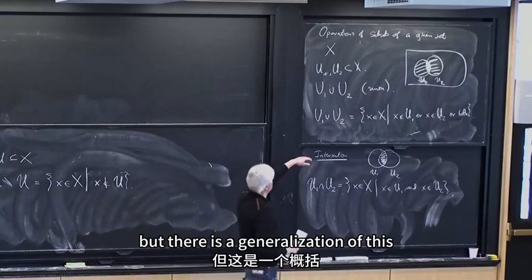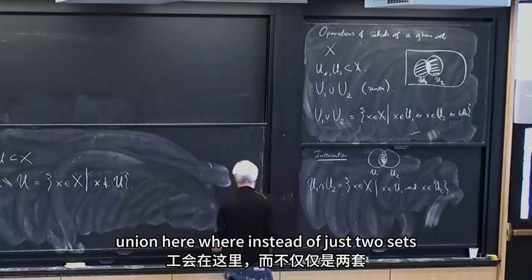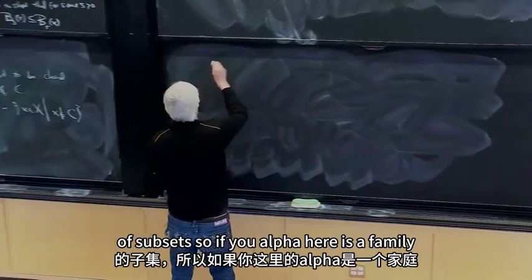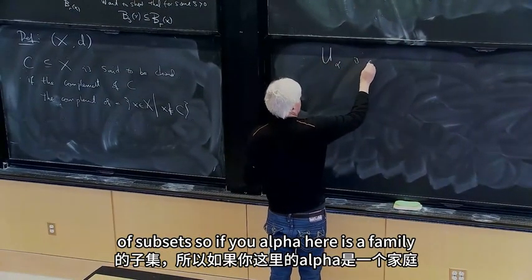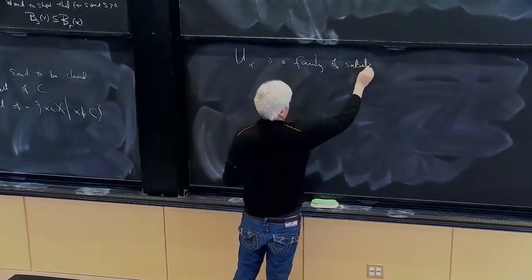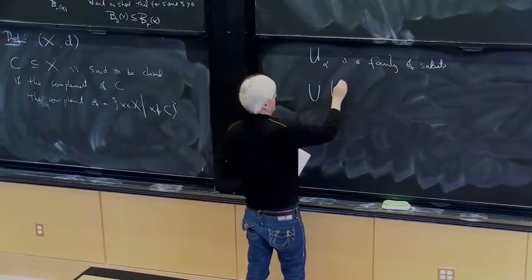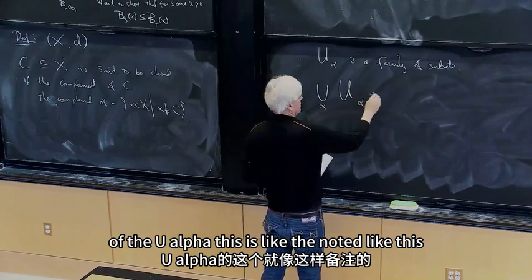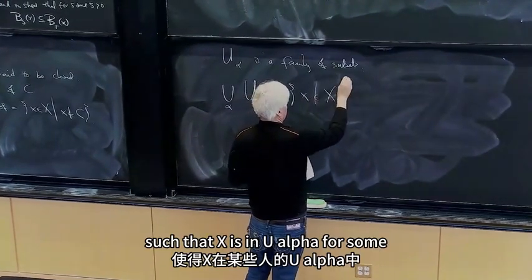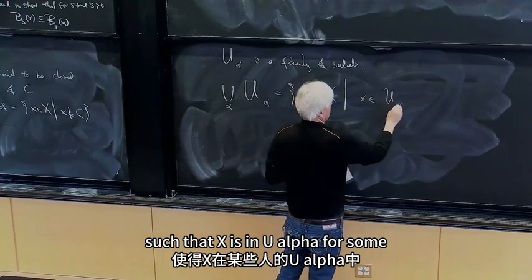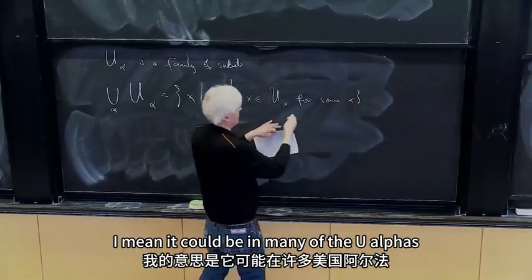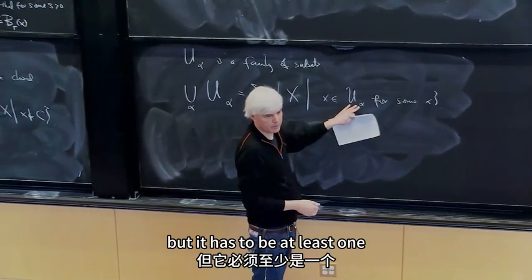But there is a generalization of this union here, where instead of just two sets, you could take potentially infinite many sets. So if U alpha here is a family of subsets, then you could look at the union of the U alpha. This is denoted like this, and this is the X in X such that X is in U alpha for some alpha. I mean, it could be in many of the U alphas, but it has to be at least one.